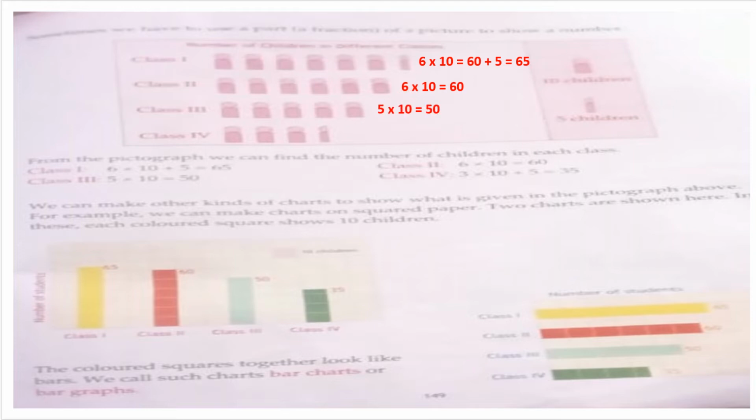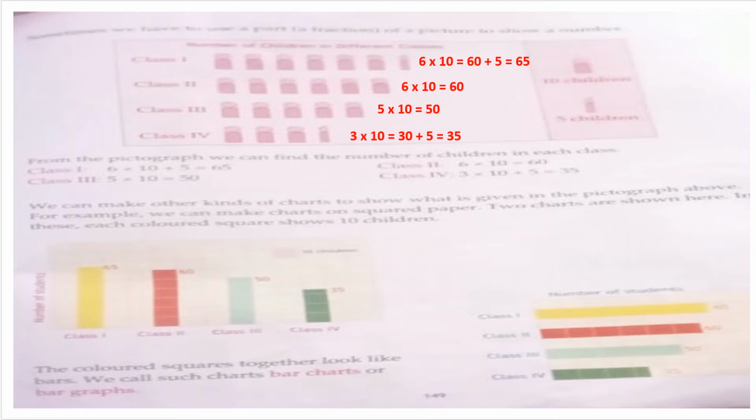Now in class 4, 3 full candles are there and 1 half candle. So 3 into 10 plus 5, that is 30 plus 5, 35. So 35 children are there in class 4. So now you have got the information. You have collected the data.